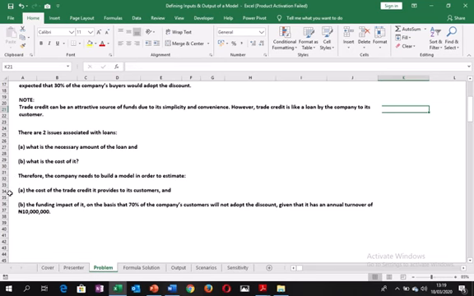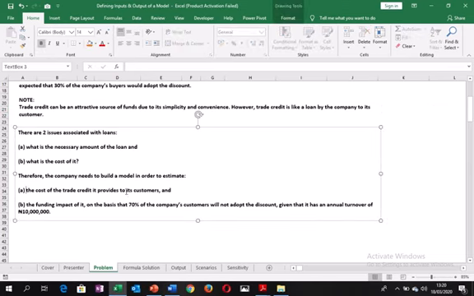What do you want to achieve at the end of the day? What are you driving towards? What are you driving at? The company is driving at establishing the cost of trade credits that it provides to its customers. And so the cost of it is the 2% that is being taken off from their payment. That's an output.